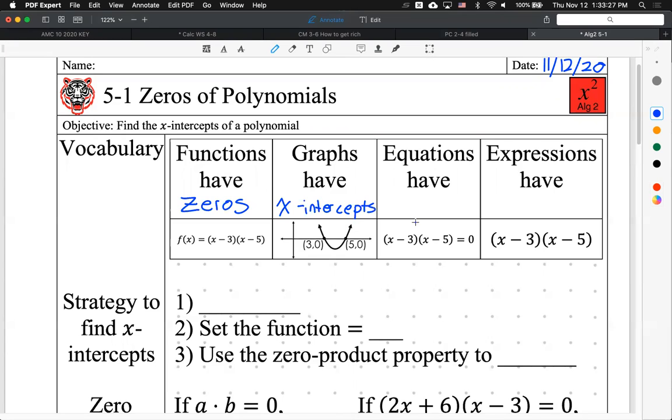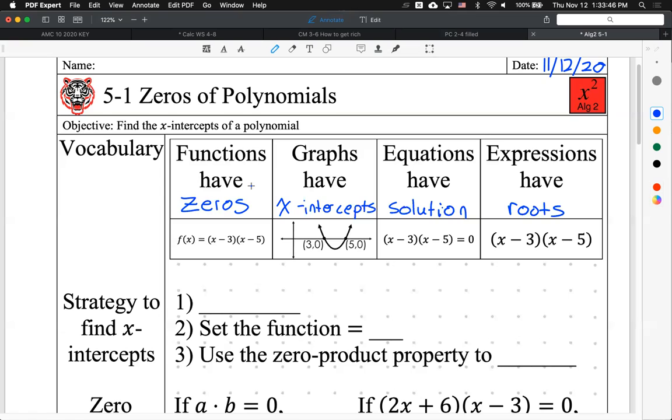Equations have solutions. Solve this equation, right? If you solve it, you have found the solution. And expressions have roots. That's right. Roots go here, not there. Okay. So if I have an expression, I can factor it and I can find its roots.